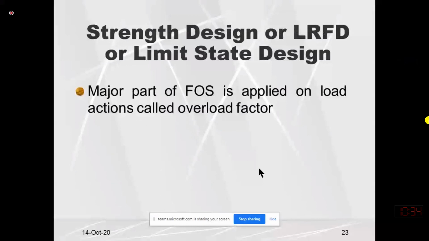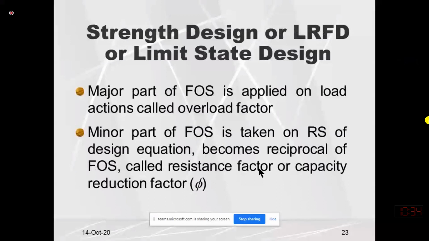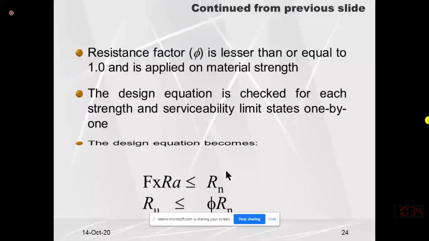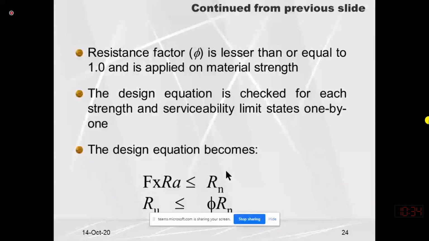The minor part of the factor of safety, which I am referring to as F2, is taken on the right hand side of the design equation and it becomes the reciprocal of the factor of safety. And the reciprocal of the factor of safety is referred to as the phi value, which is called the strength reduction factor or capacity reduction factor. So the resistance factor phi is always less than 1 because the factor of safety is more than 1. So 1 divided by a larger value will yield a lesser value, less than 1. The design equation is checked for each strength and serviceability limit state one by one.